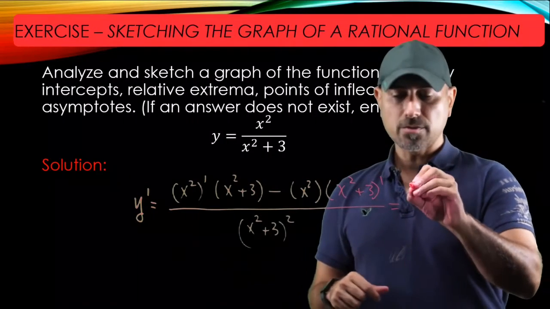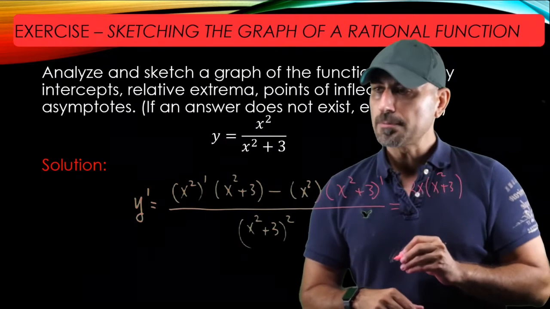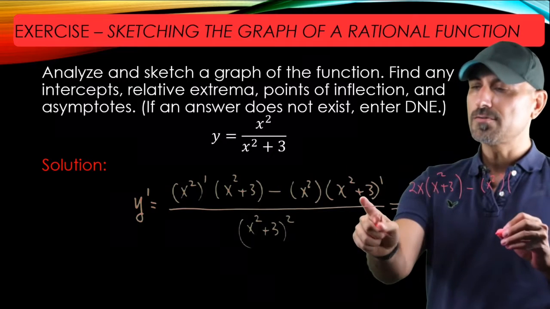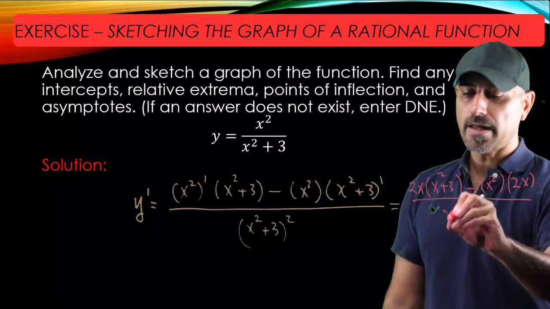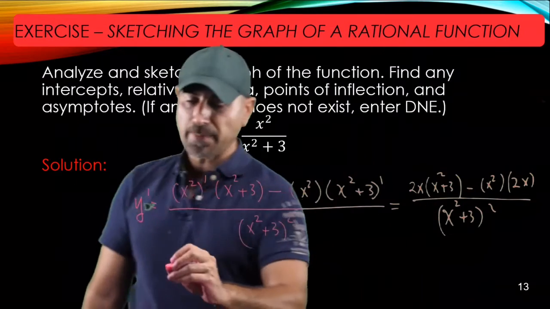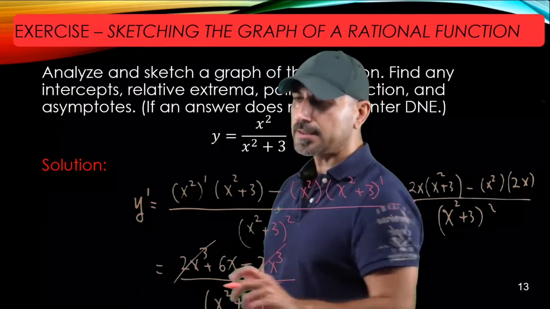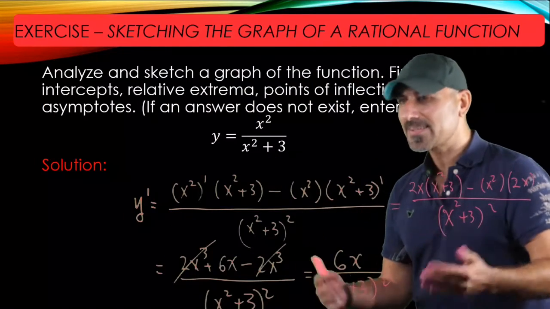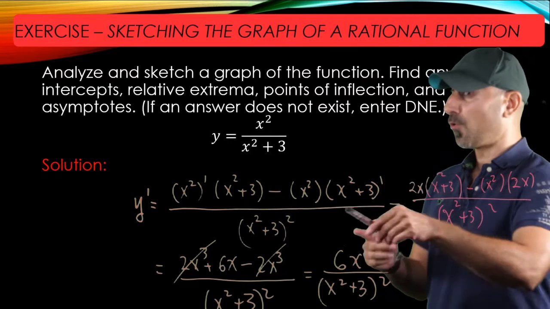So x squared has the derivative 2x, and this term is just kept forward. And then x squared is kept forward here, and the derivative of x squared plus 3 is just 2x. And all divided by x squared plus 3 squared. So let's simplify the top by expanding it out all the way. Here we go. So 2x cubed cancels this 2x cubed, in turn, right?